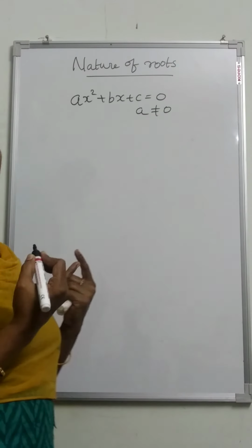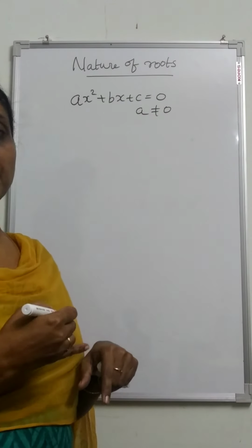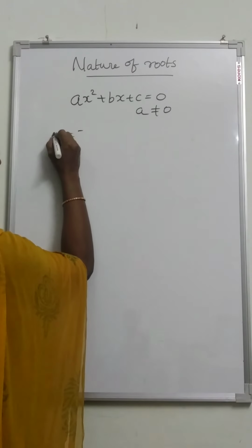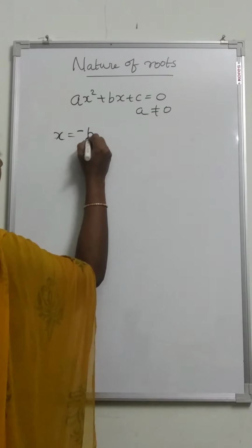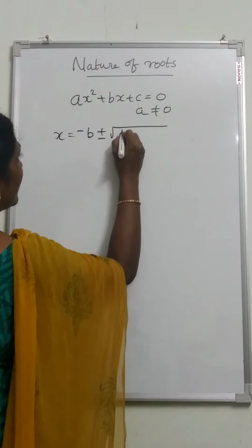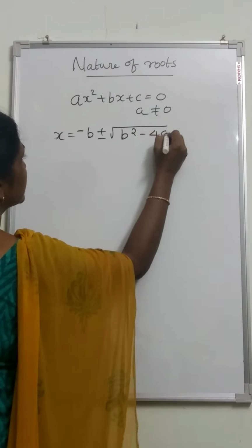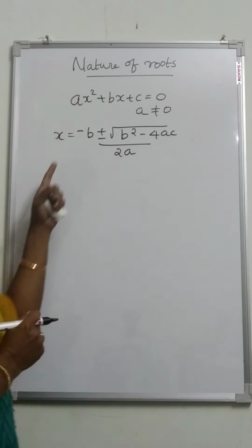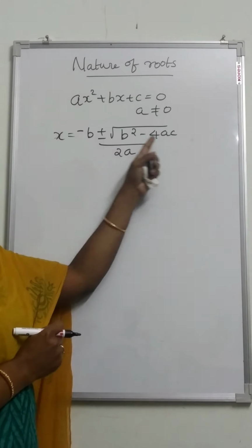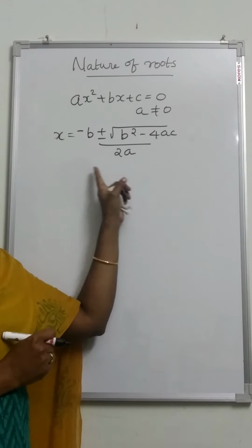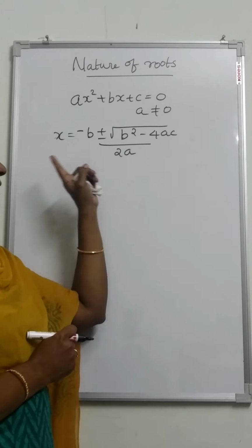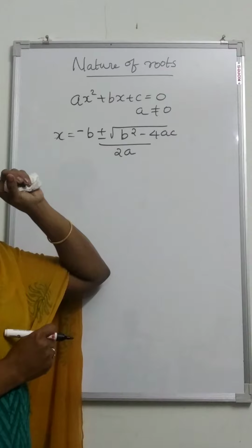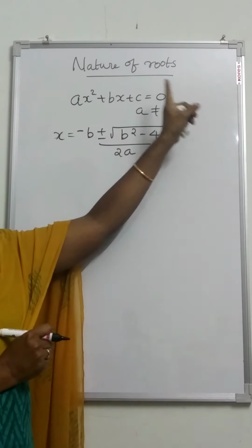For example, ax square plus bx plus c is equal to 0. How will you find the value of x? By using the quadratic formula. What is the quadratic formula? x is equal to minus b plus or minus root of b square minus 4ac by 2a. Depending on the value of b square minus 4ac, we find the nature of roots.